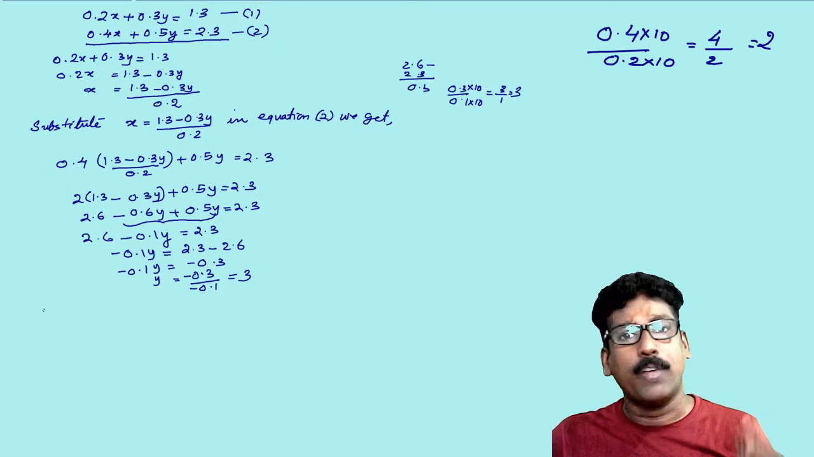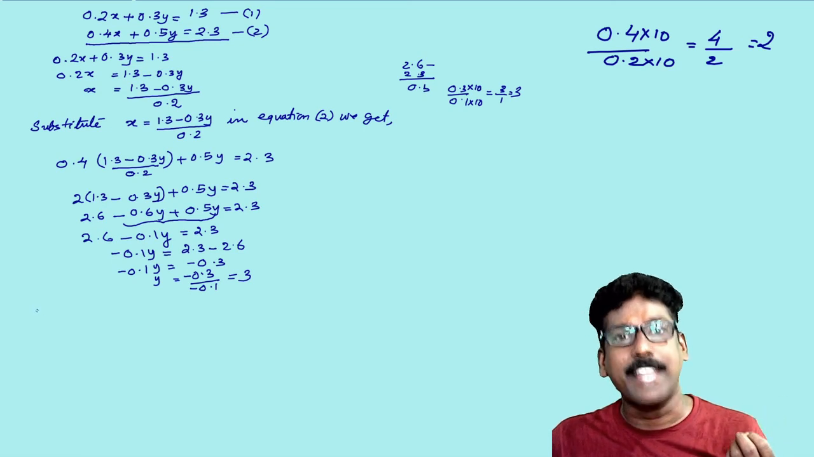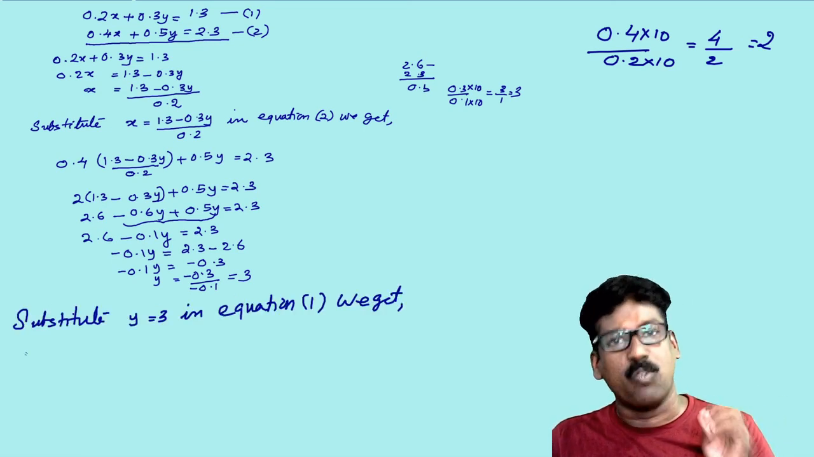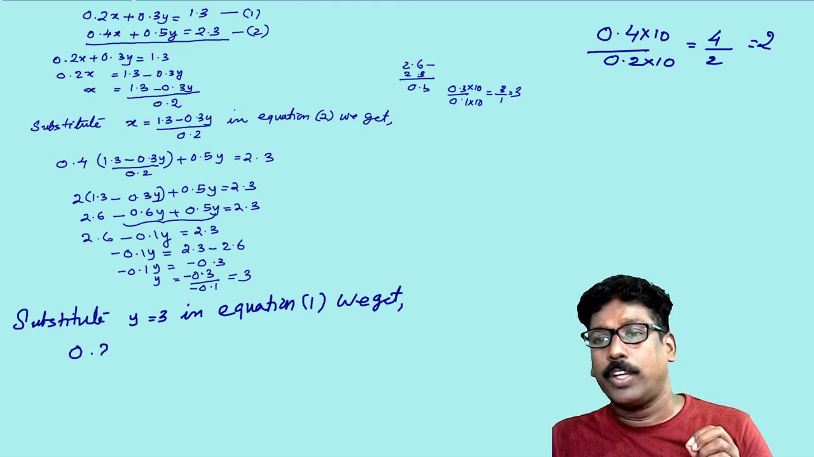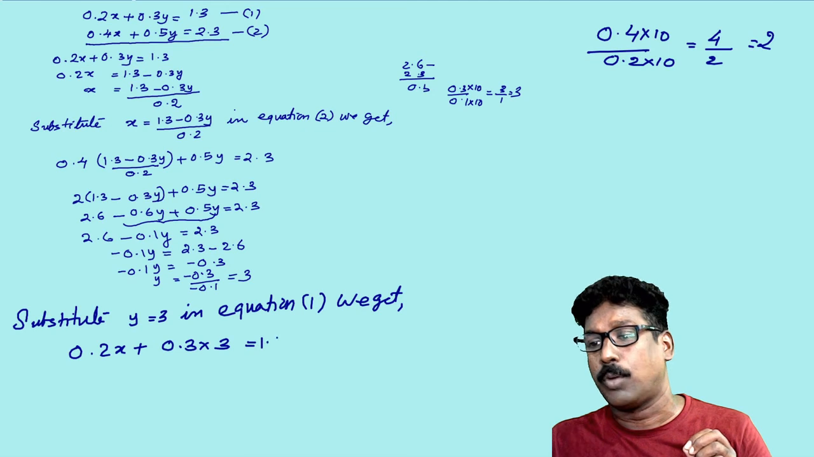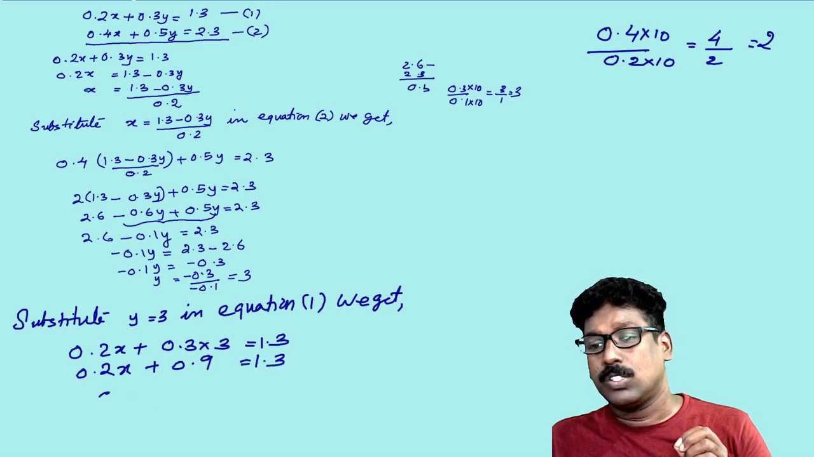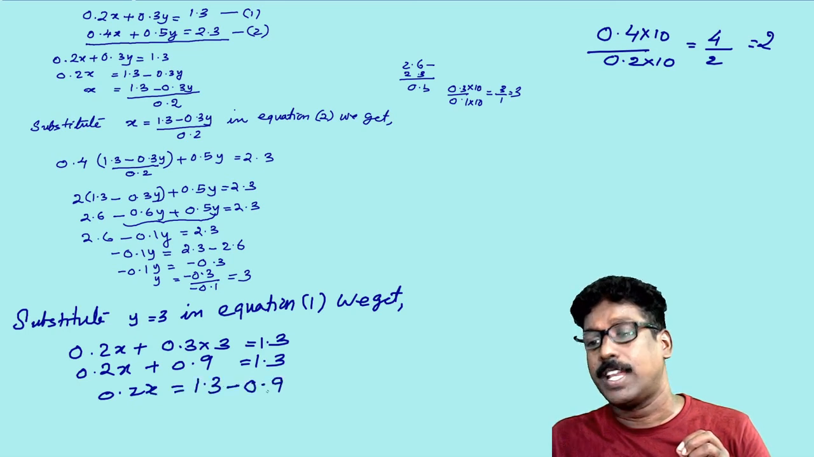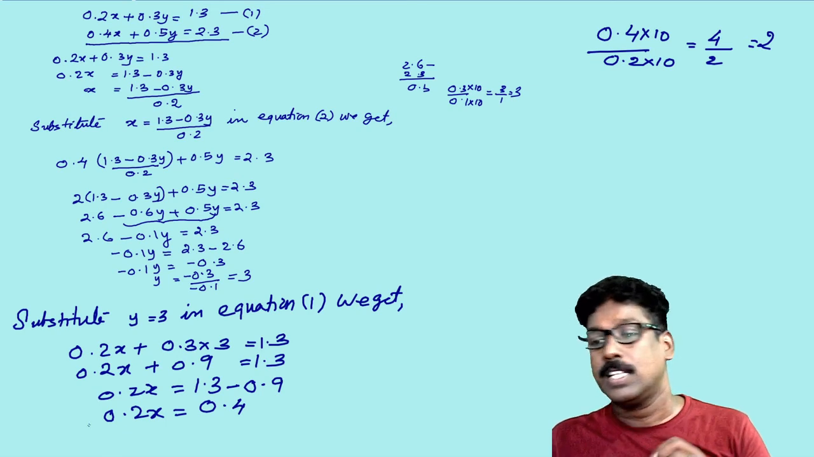Now how will you get the value of x? Just substitute y is equal to 3 in equation 1. So we can write, substitute y is equal to 3 in equation 1, we get 0.2x plus 0.3 into 3 is equal to 1.3. That is 0.2x plus 0.9 is equal to 1.3. 0.2x is equal to 1.3 minus 0.9. That is 0.2x is equal to 0.4. 1.3 minus 0.9 is 0.4.